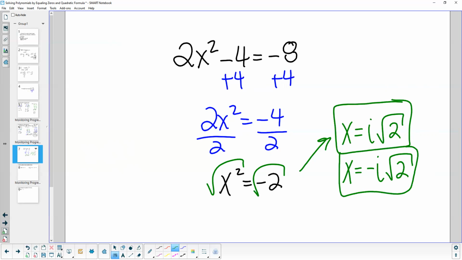So if you have any questions, don't hesitate to ask. But that is how you can solve using square roots when it has positive and negative inside of our radicals there. So imaginaries and reals.